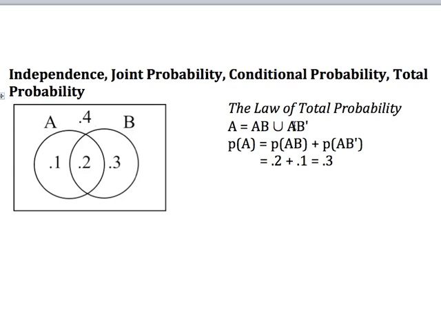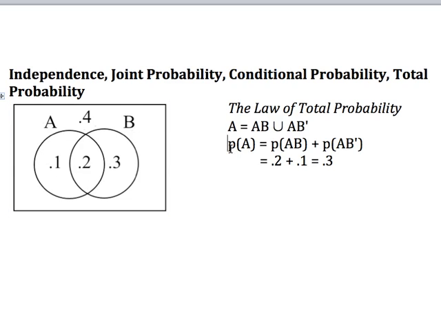These two bits don't overlap, they're mutually exclusive in logic terms. So the probability of A should be the probability of AB plus the probability of AB prime, and it's as plain as the nose on your face. The probability of AB is 0.2, the probability of AB prime is 0.1, and in fact that's how we got the probability of A in the first place. So this little formula here is nothing more than what the eye can plainly see.